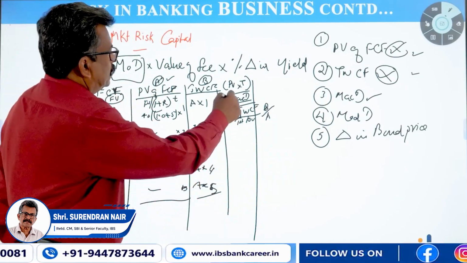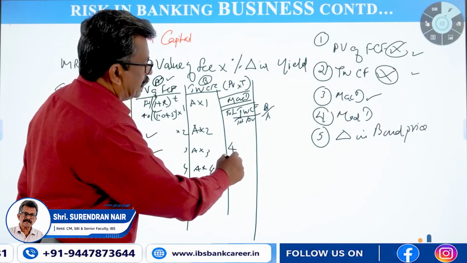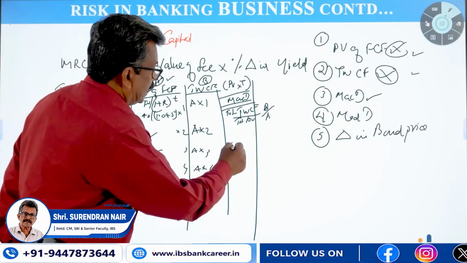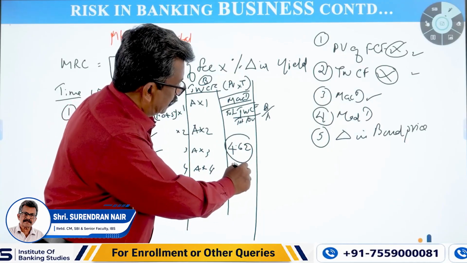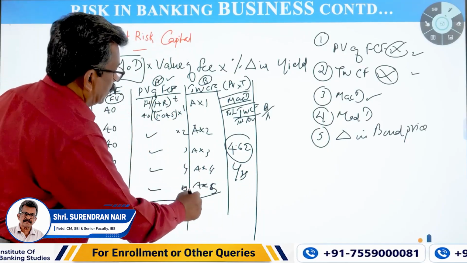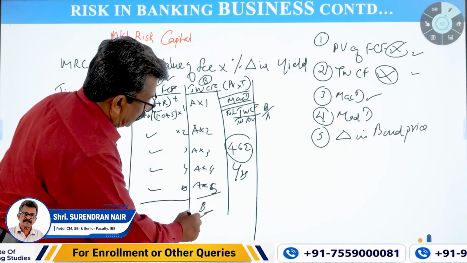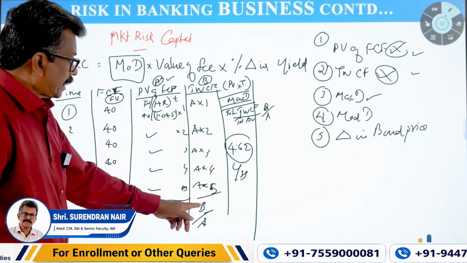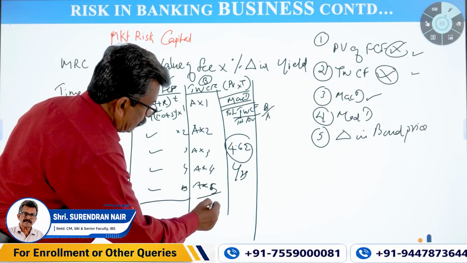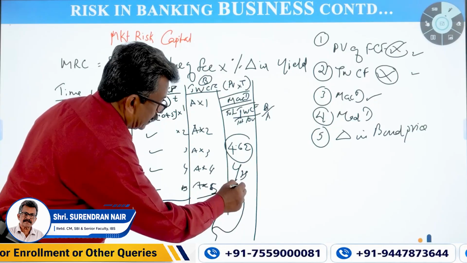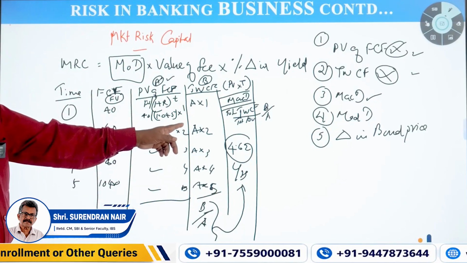This one we got. So MAC duration, we got the answer in the last case study. We got the answer as 4.62, something like that. That is in years. So that means this total B divided by A, that is time weighted cash flow divided by present value of total cash flow. This will give you the MAC duration here. So this is the next step.